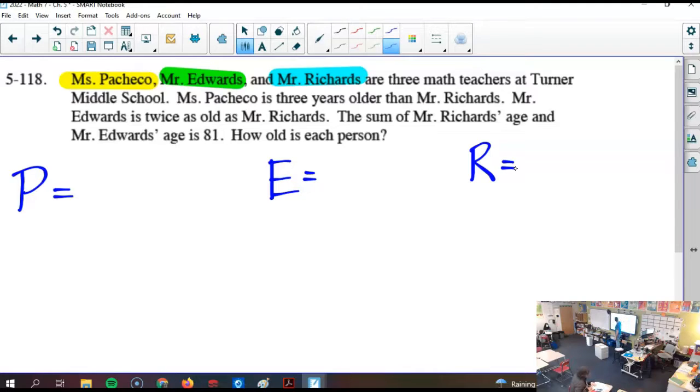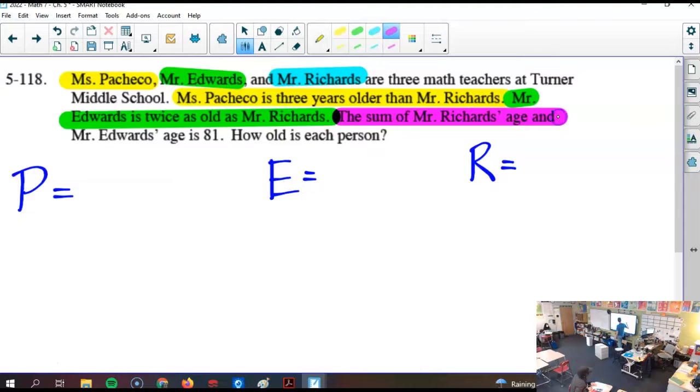Miss Pacheco is 3 years older than Mr. Richards. Mr. Edwards is twice as old as Mr. Richards. And the sum of Richards' age and Edwards' age is 81. Okay, so they leave Miss Pacheco out when they talk about the sum.